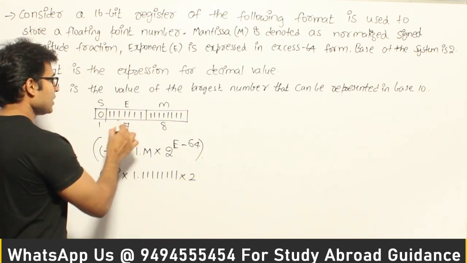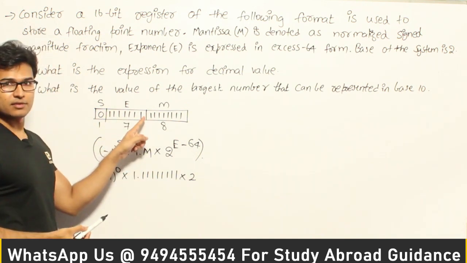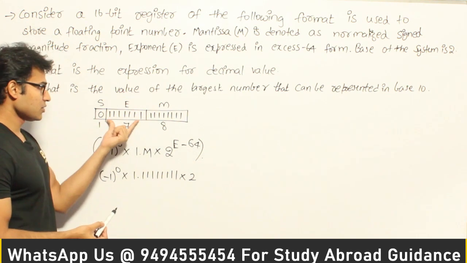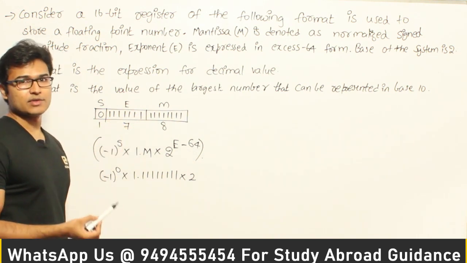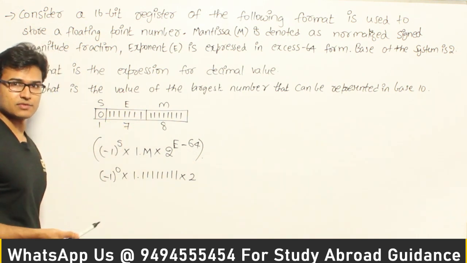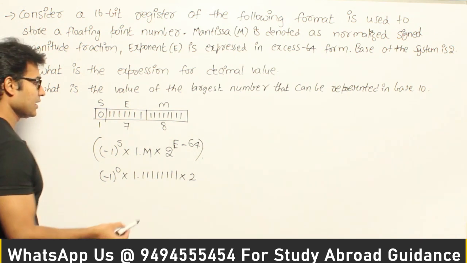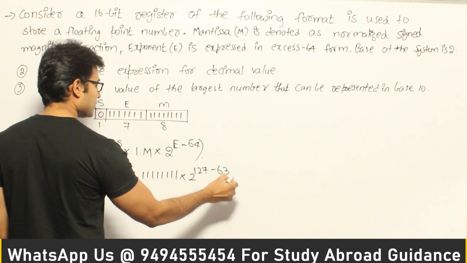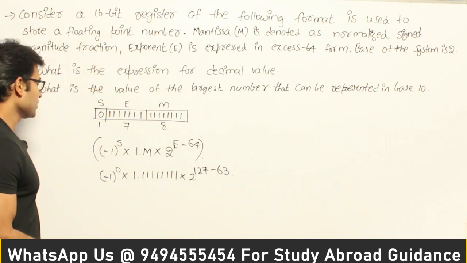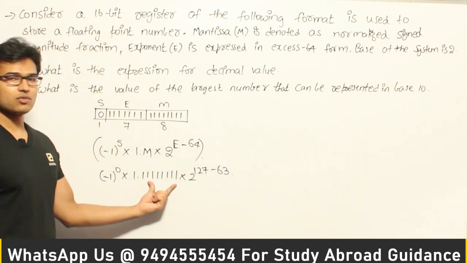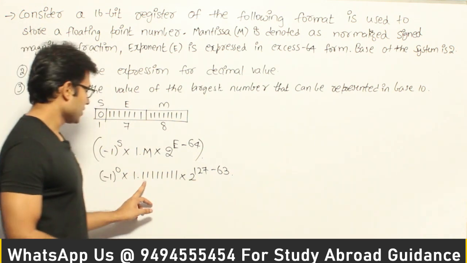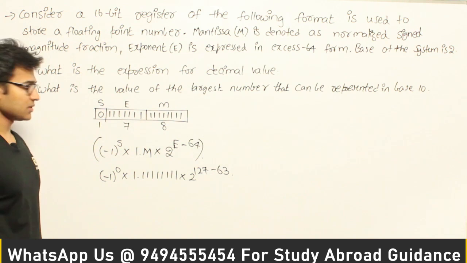So what is e? E is 7 ones, is given, right? So what is 7 ones? If you consider it as a positive number, an unsigned number, 7 ones is nothing but 2^7 minus 1, which is 127. So it is 127 minus 63, right? Now just try to convert this entire number into base 10. So let me convert this entire fraction to base 10 first, right?